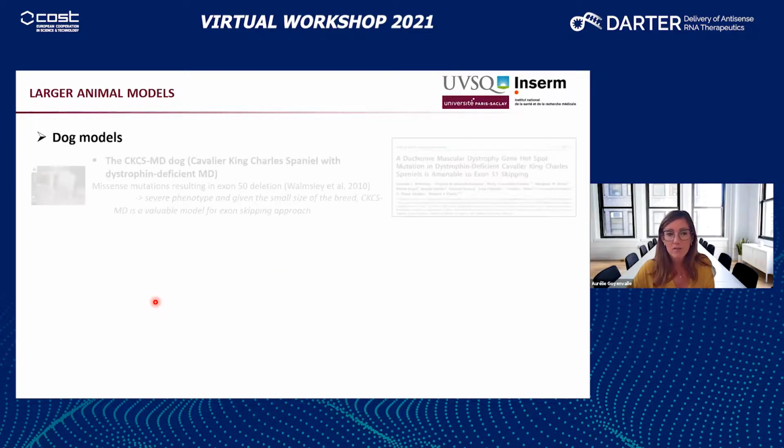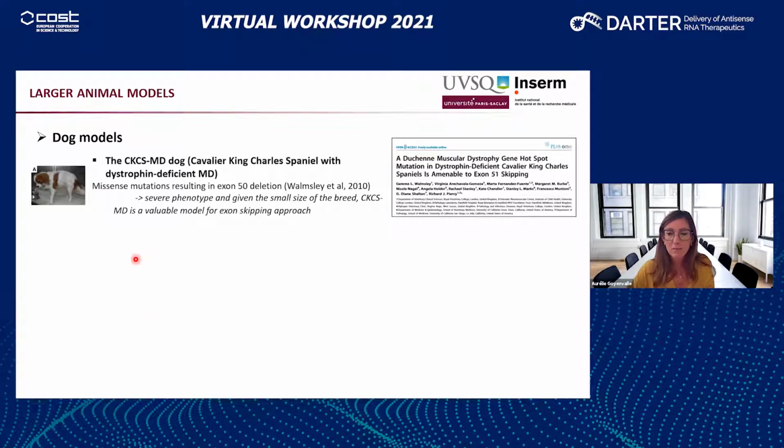There are other dog models that have been reported, in particular the Cavalier King Charles spaniel with a splice mutation that results in exon 50 deletion. So here it is useful because it is amenable to exon 51 skipping. It has a severe phenotype as well, and given the small size of the breed, it may actually be a more valuable model for the exon skipping approach.